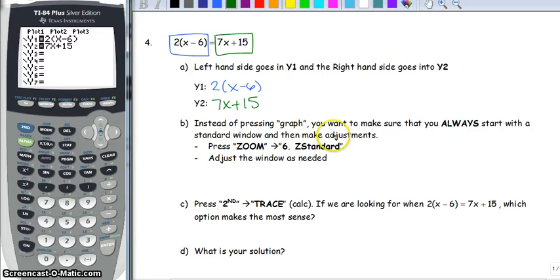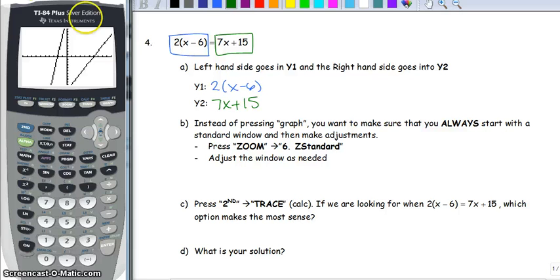Alright, instead of pressing graph, what we want to do is we always want to start off in a standard window. For our last problem, we had to adjust it, so we had changed our y max. So we're going to go to zoom, 6, and that's going to change everything back into your standard 10 by 10 window. Now we can't see our whole graph here. We don't have to move it left, right. We don't have to move it up, but I can see that my lines are kind of verging down at the bottom, so I want to move it down.